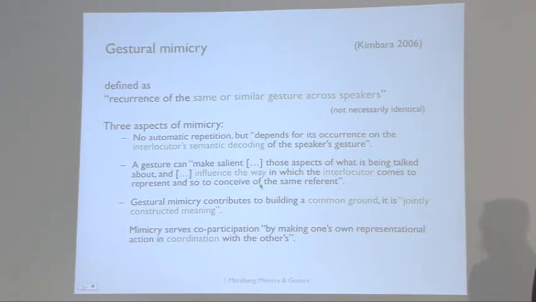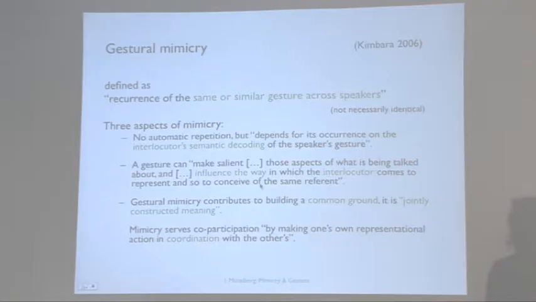First of all, this is not what we could call an automatic repetition, but depends for its occurrence on the interlocutor's semantic decoding of the speaker's gesture. So you can see here that the interlocutor is really important in order to establish the relationship between these semantic modes, right? And then pick up some of the meaningful elements in his or her own speech. So there is this interaction going on.